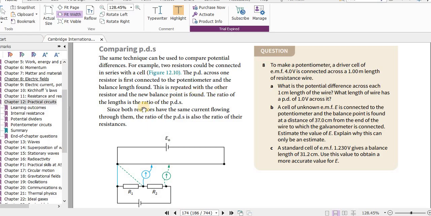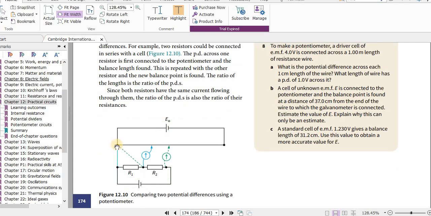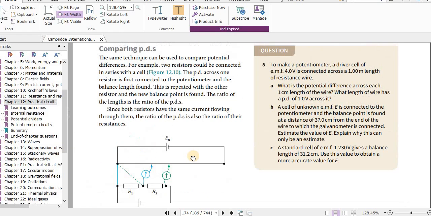This is repeated with the other resistor, and the new balance point is found. Same thing we do here. The ratio of the lengths is the ratio of the potential differences. So it's very simple. The length from here to here divided by the length from here to here will be the ratio of the potential differences. You can see that way you can get it.